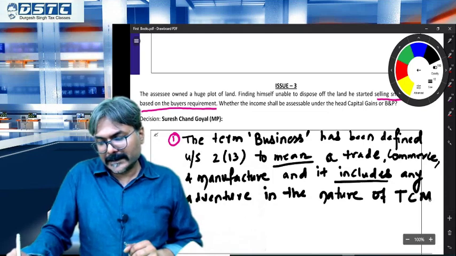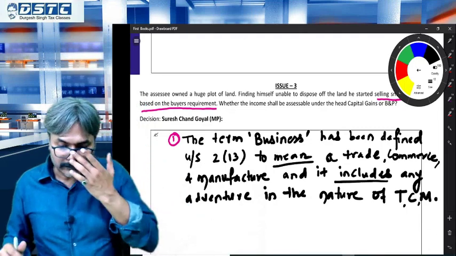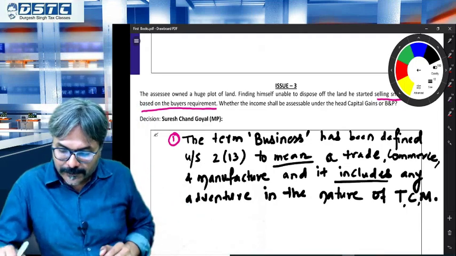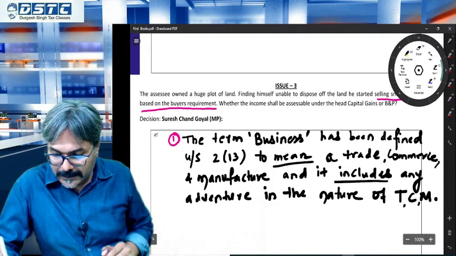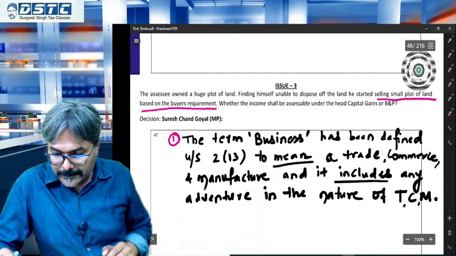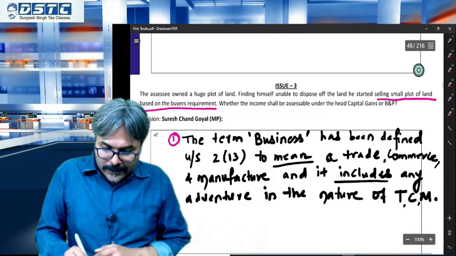I'm just writing TCM, but you write the full form. In the nature of trade, commerce and manufacture. Point number 2.